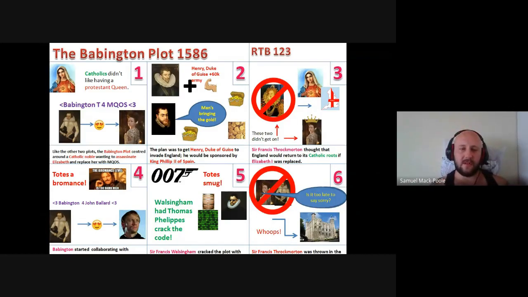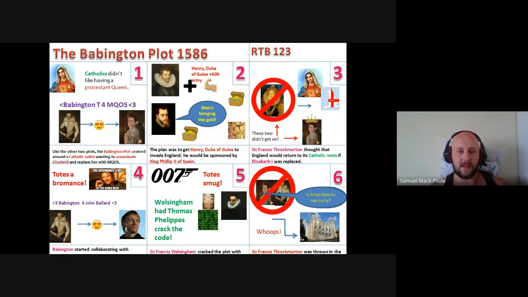So Babington loves Mary Queen of Scots because she is a Catholic queen. And like the other two plots, the Babington plot centres around a Catholic noble wanting to assassinate Elizabeth and replace her with Mary Queen of Scots. Okay, so it's the same Duke that's involved. Remember, this plot is only 3 years after the Throckmorton plot. So Henri, Duke of Guise, who is Mary Queen of Scots' cousin, is going to raise an army of 60,000 men to invade England. And Philip again is going to supply the money for this. So in that respect, it's very similar.